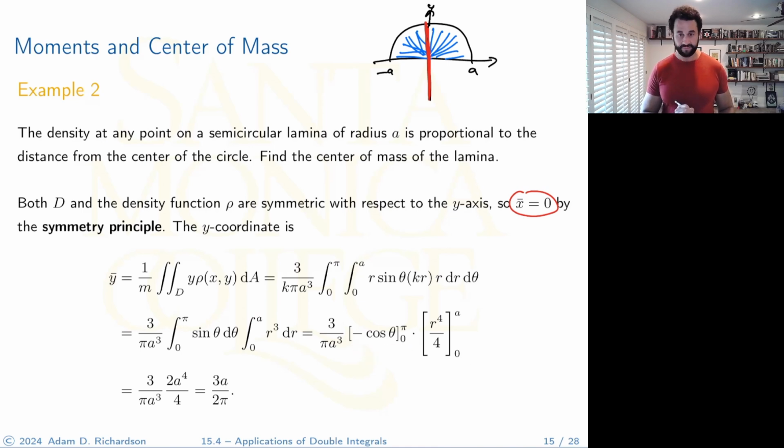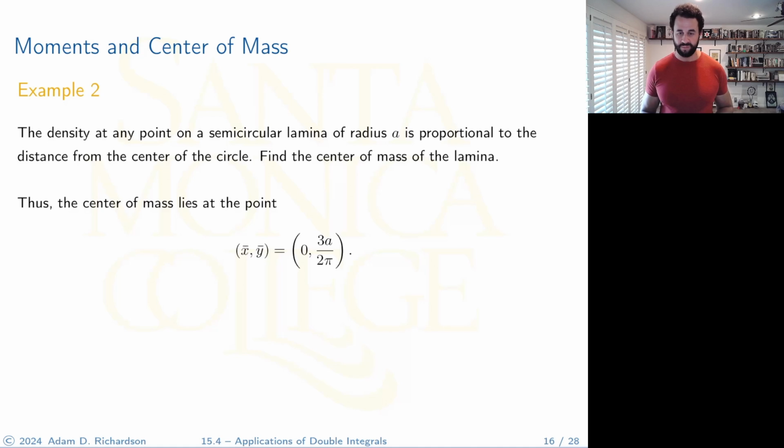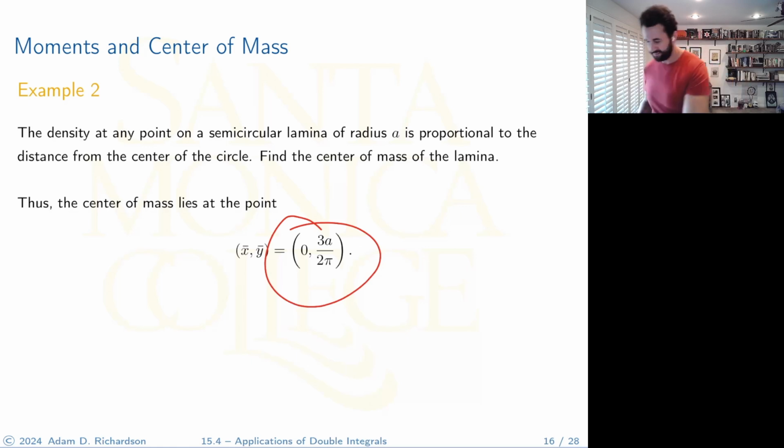You get this as a result, and then you can simplify to get 3a over 2 pi. So that is the y coordinate, somewhere in here, somewhere in there, but not perfectly in the center. That's the point. All right. Altogether, we have the center of mass is at this point. So these are the coordinates of the center of mass, and that's where you would basically place your finger if you wanted to balance it. So if you had this thing and you wanted to balance it on your finger, this is where you would balance your finger, like so.